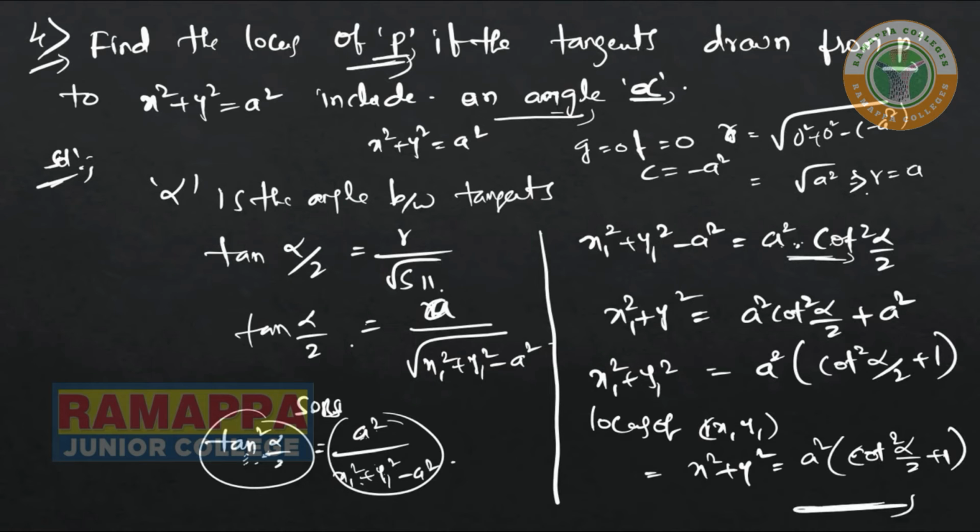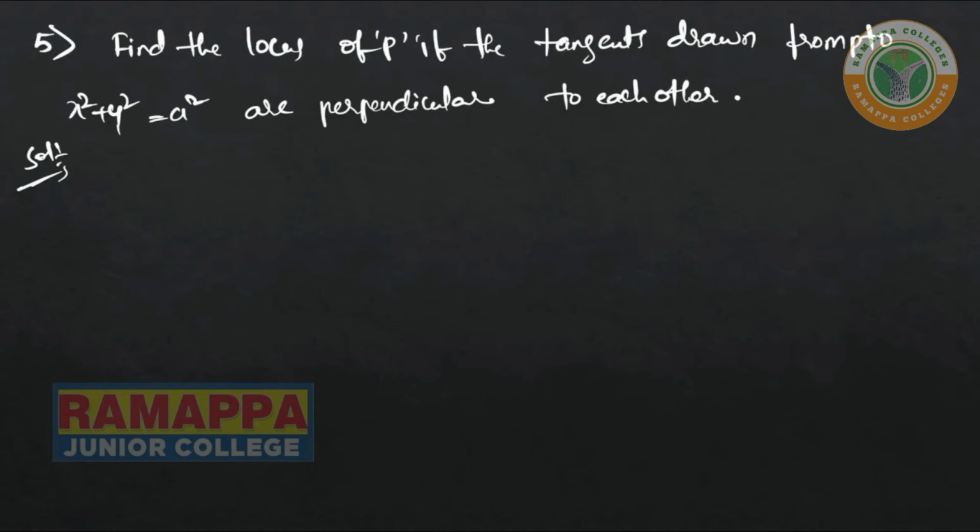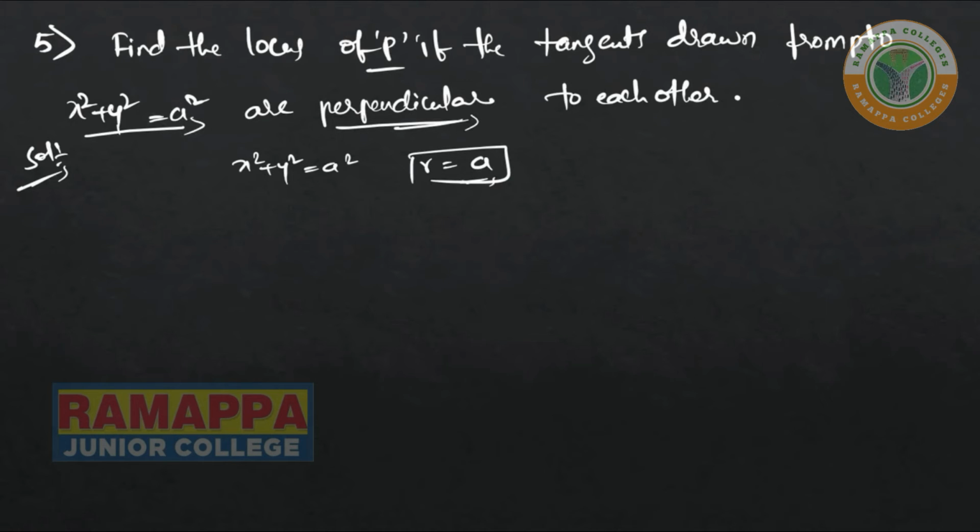Now move to the fifth question. Find the locus of P if the tangents drawn from P to x square plus y square are perpendicular. Solution: the equation of the circle is given as x square plus y square is equal to a square, so r is equal to a. We did this in the fourth question also. Now let P be x1, y1. Since P x1, y1 is on the locus, it will become x1 square plus y1 square minus a square, which is S11.